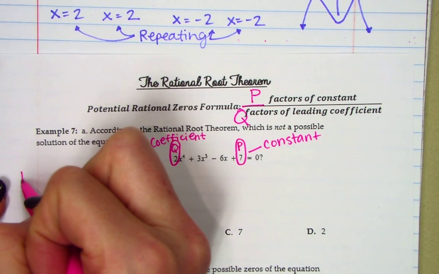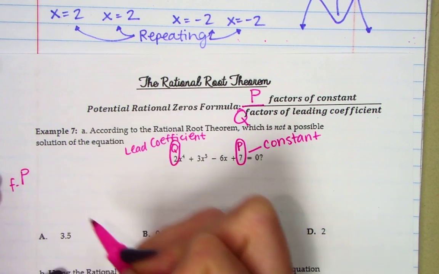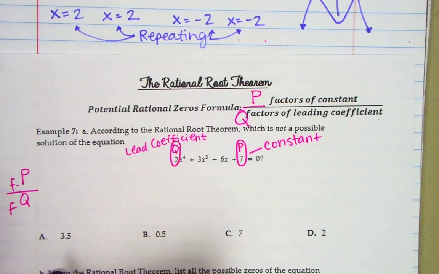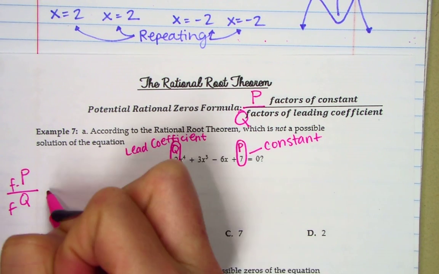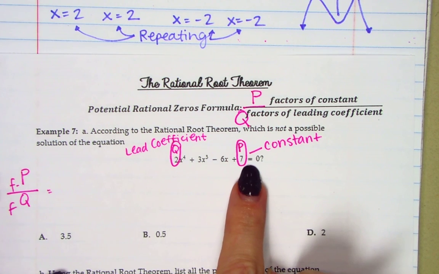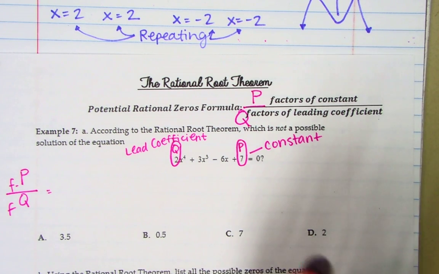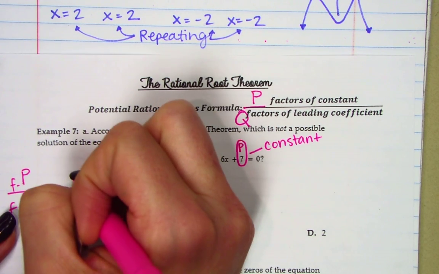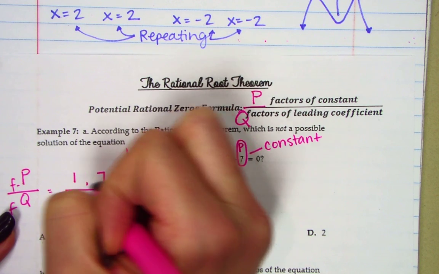Okay, so again, it's going to be the factors of p over the factors of q. So p is 7, right? This one's going to be pretty easy because 7 doesn't have a lot of factors. What are the factors of 7? 1 and 7. All right, 1 and 7.